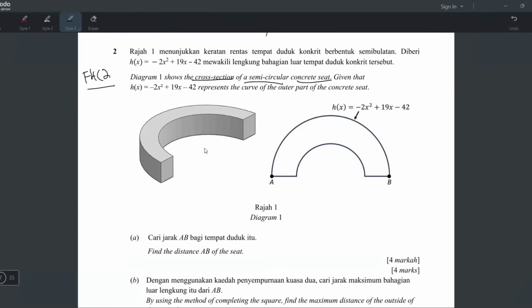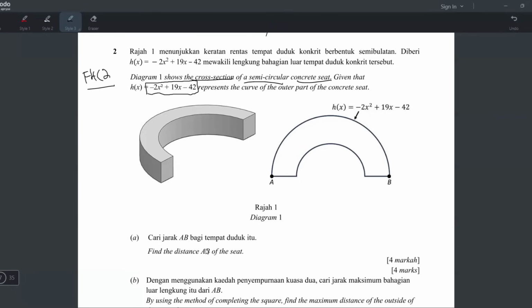Okay, there's 2 shape here. So I think this one is talking about this one lah. So it's a semicircular concrete seat. So ini tempat duduk. Okay, semicircle means half a circle, all right. Given that the hx is equals to negative 2x squared plus 19x minus 42, represents the curve of the outer part of the concrete seat. Outer part. So this is the outer part, right? Okay, but the inner part function, we don't know, right? The inner curve, that one they never give, but the outer curve function is given by this, all right?